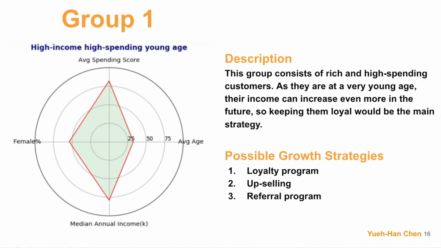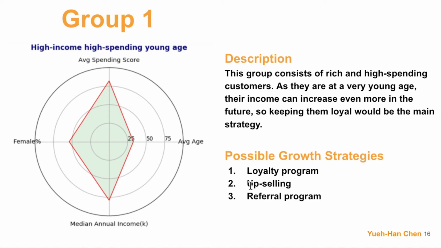Let's look at group 1. This group consists of rich and high spending customers. As they are at a very young age, their income can increase even more in the future. So keeping them loyal would be the main strategy. So here in possible growth strategies, I list the first strategy is loyalty program.